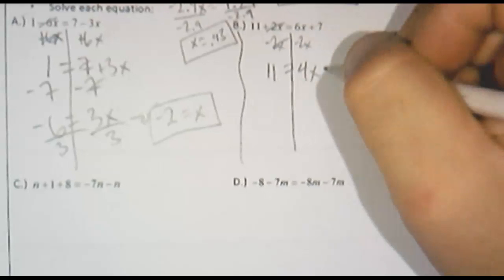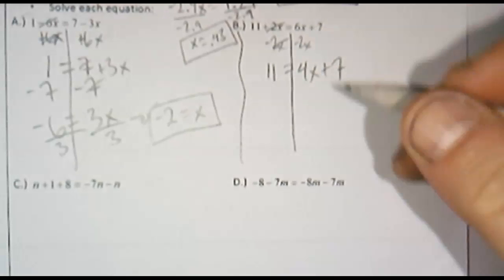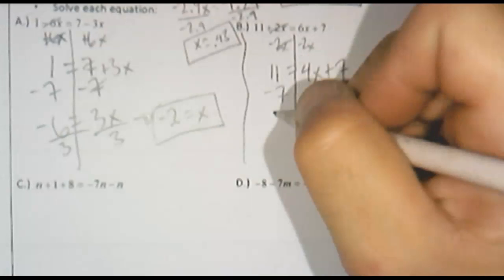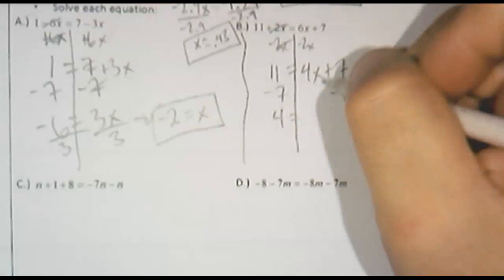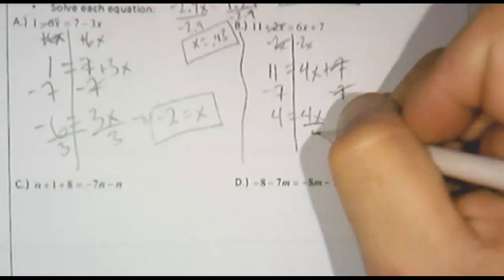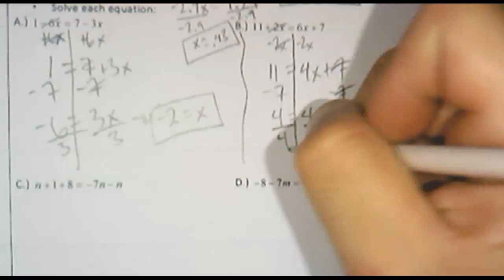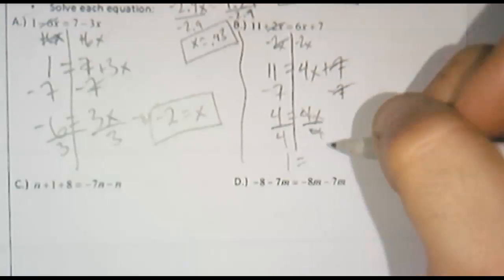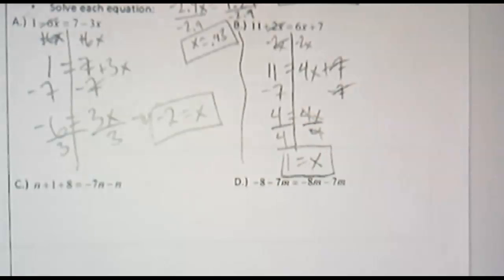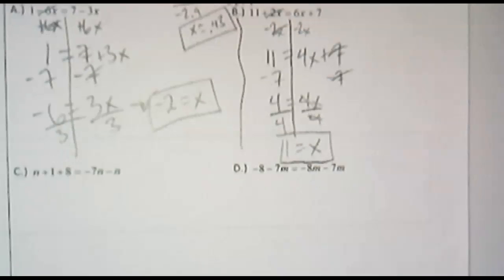Bring down the 7. Next step is going to be subtract, so I'm going to subtract that 7, both sides. 11 minus 7 is 4. Bring down the 4x. 7 minus 7 is 0. My last step is divide. Divide by 4. 4 divided by 4 is 1. And here it cancels, so x equals 1, or 1 equals x if you prefer. Let me keep moving along here with this.